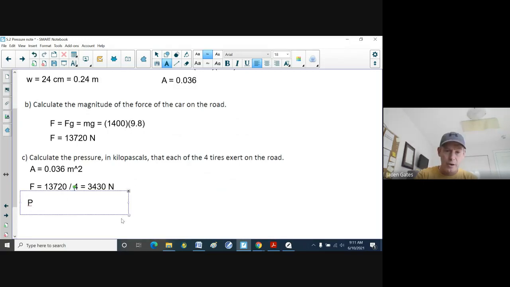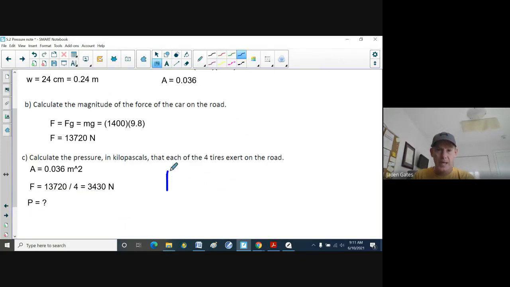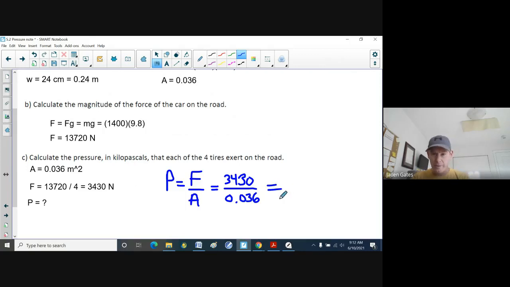Pressure, that's what we're trying to figure out here. I'm going to use my pressure formula, where P is equal to F, the force, over A, the area. Again, the way to increase pressure is to increase the force or decrease the area, one or the other. And so now I have my 3,430 newtons of force on each tire, over an area of 0.036. If I'm dividing by a very small number, I should get a large amount of pressure.